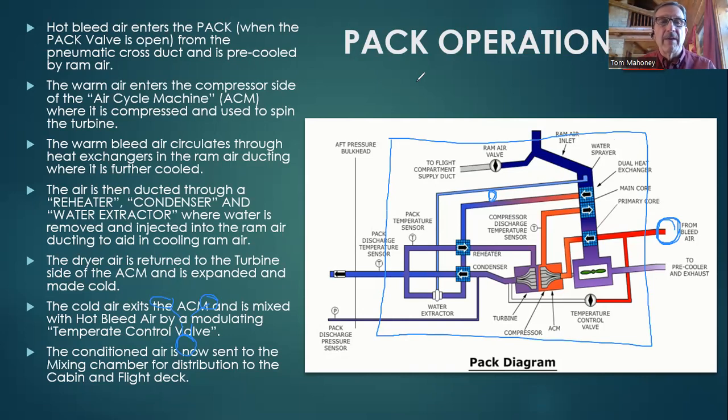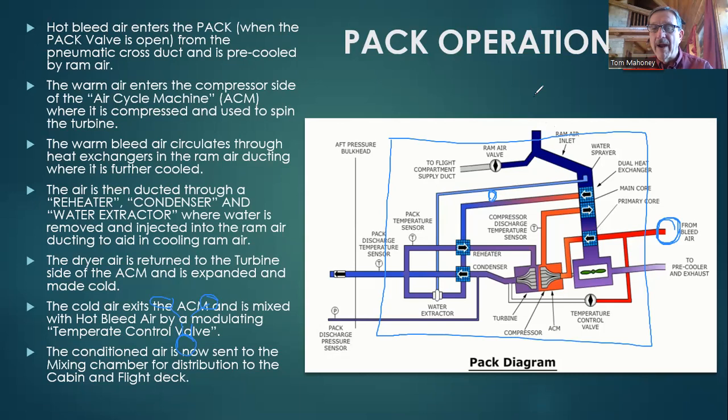So hot bleed air enters the pack when the pack valve is open from the pneumatic cross duct and is pre-cooled by ram air. So let's take a look at what's actually going on here. As you can see, the hot air from the bleed air is coming in. Bleed air is really hot. It goes through the primary core, which is nothing more than a heat exchanger.